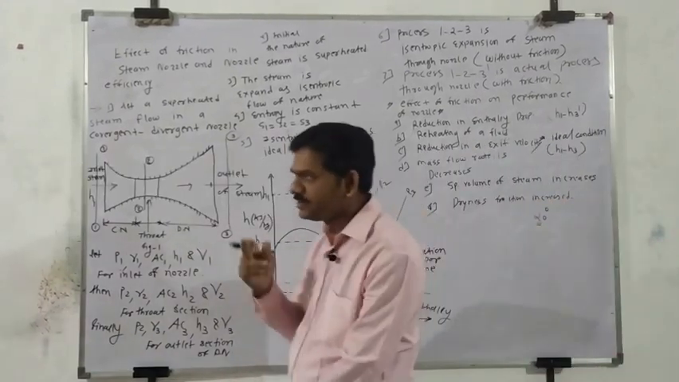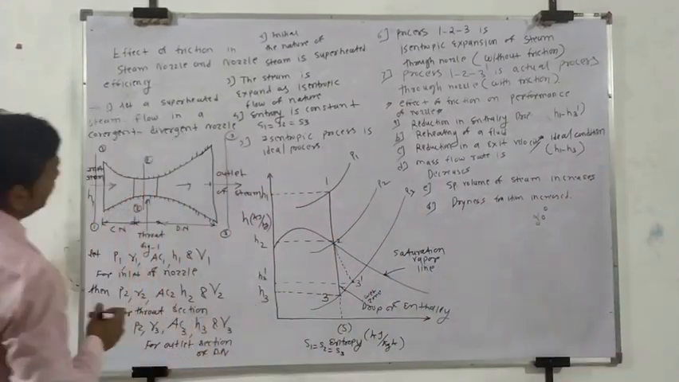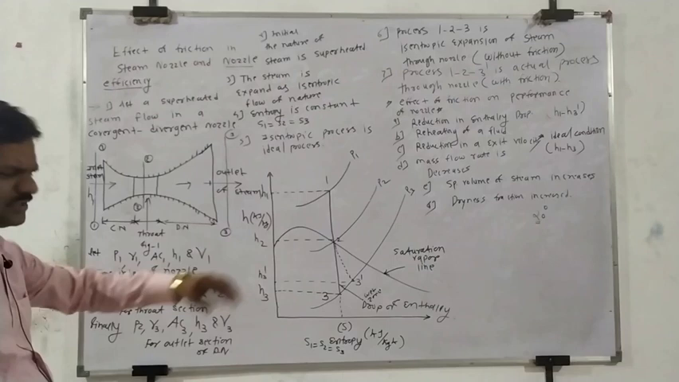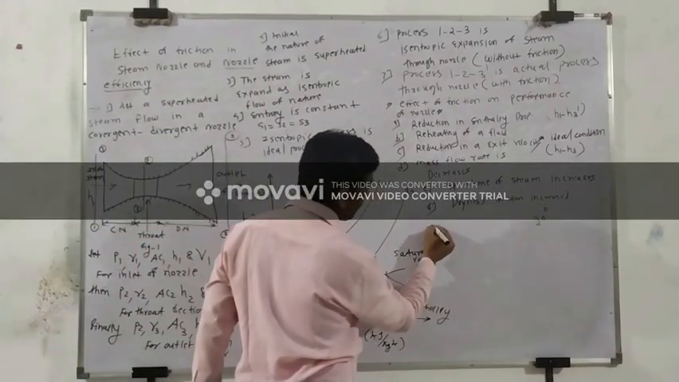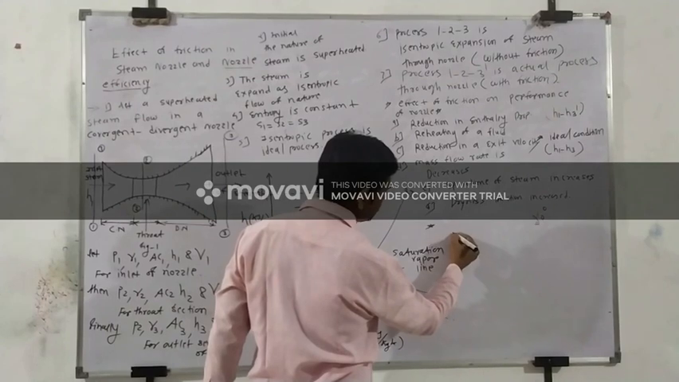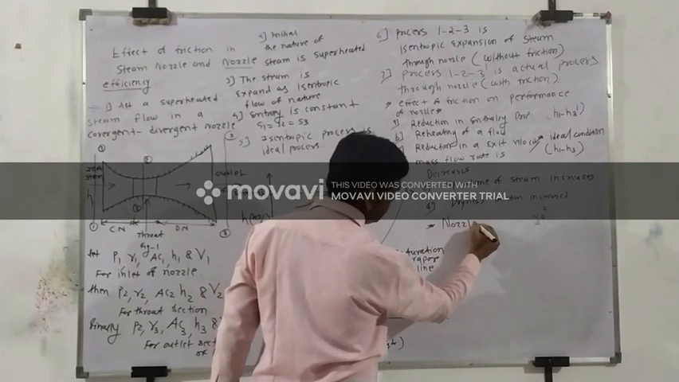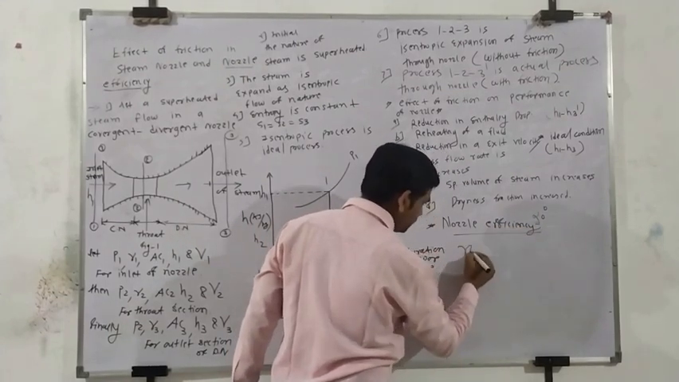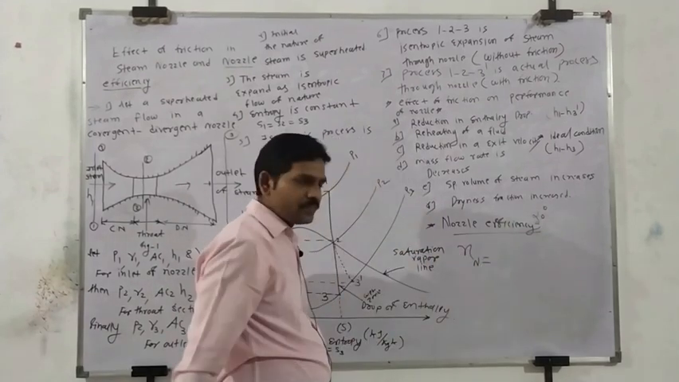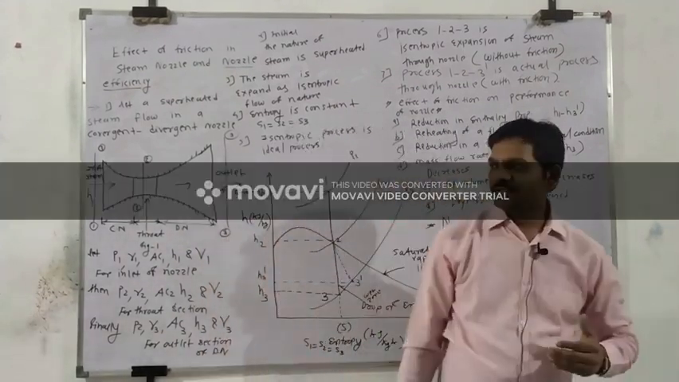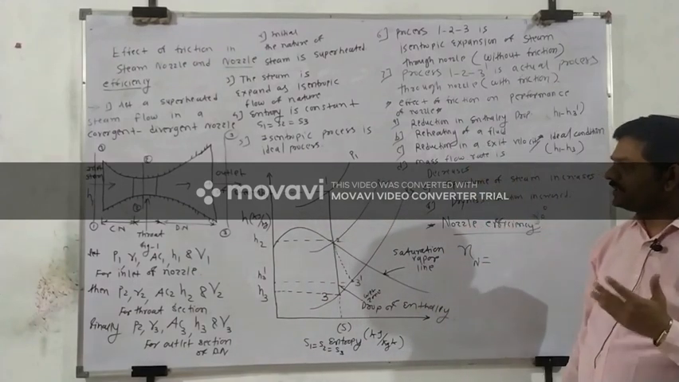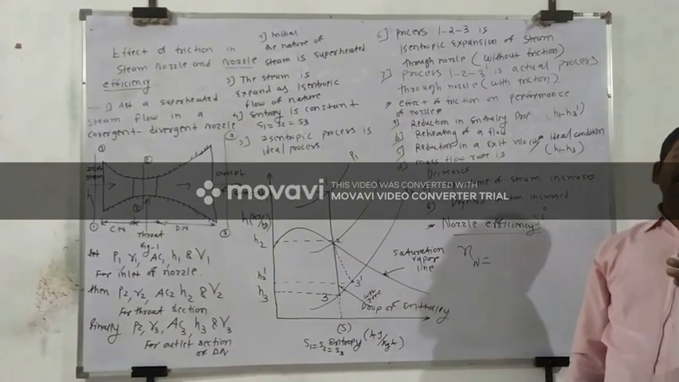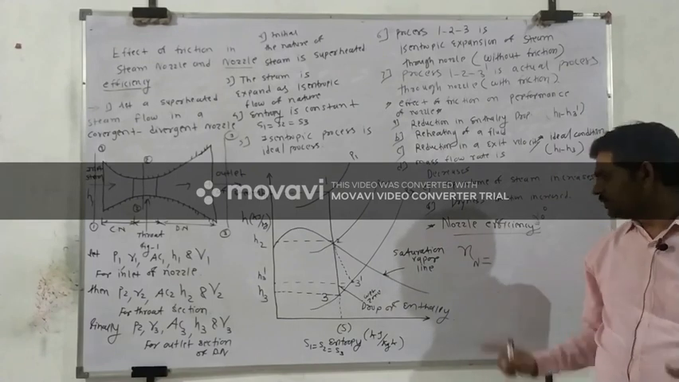Now students, we have to discuss another topic. What is nozzle efficiency? This is the second topic. Very easy definition. The nozzle efficiency is shown by the letter eta n. So what is the definition of nozzle efficiency? Nozzle efficiency is defined as the ratio of actual enthalpy drop upon isentropic enthalpy drop. It is called the nozzle efficiency.